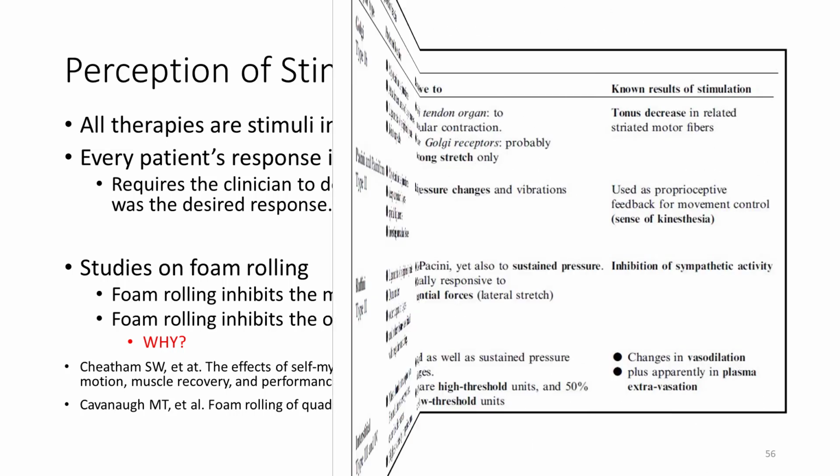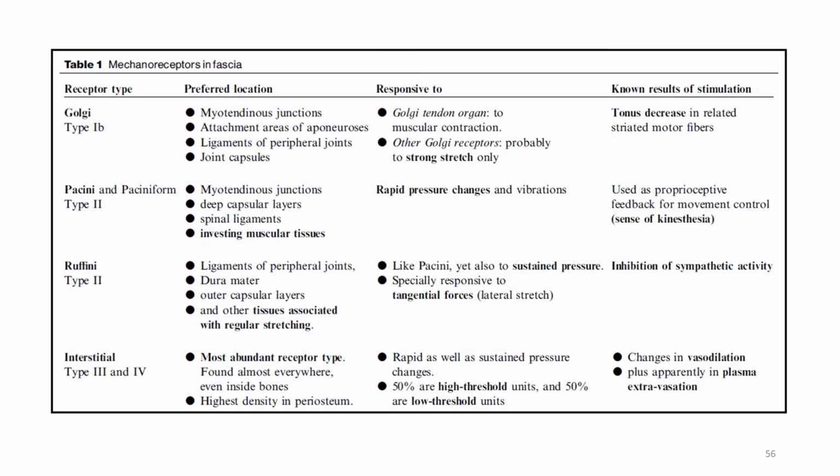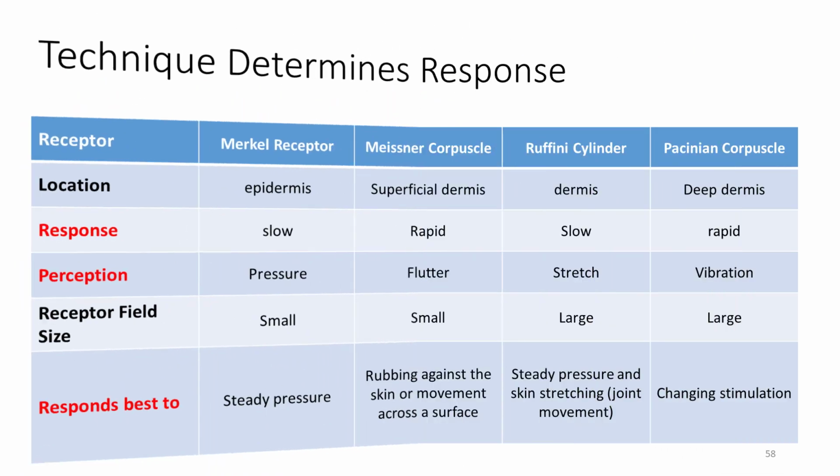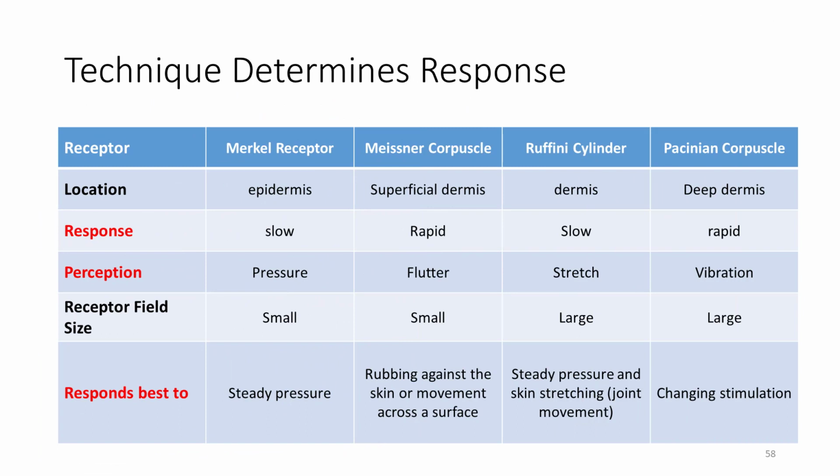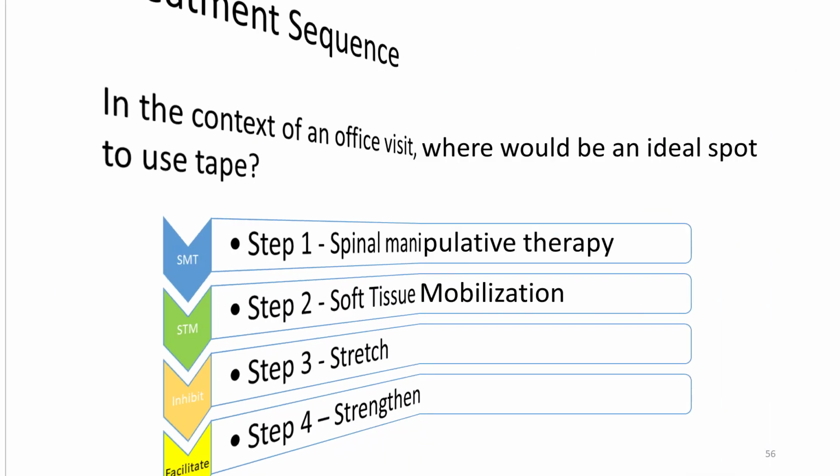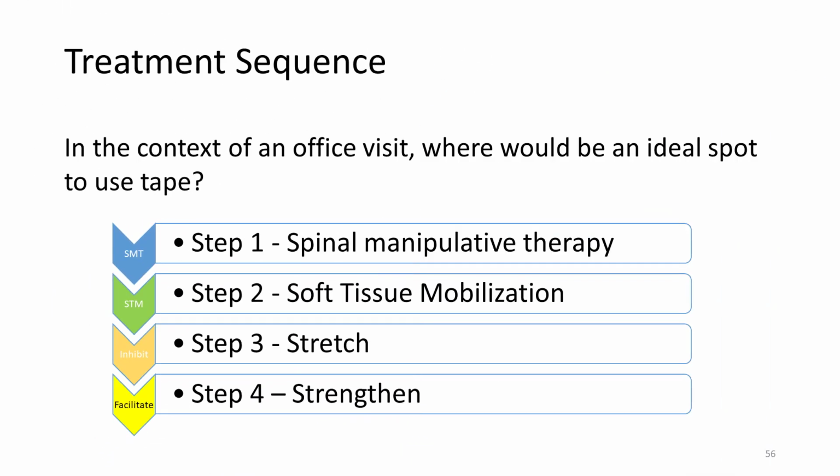Okay, so we're applying these, and again, knowing what mechanoreceptors we are stimulating and how we stimulate them is important, because every patient is going to respond differently. Some people are going to like a slow, controlled type of pressure. Some are going to like a quick feathering technique, right? So we are using these to get the result we want in the context of a treatment plan. So what are we trying to achieve by doing this?